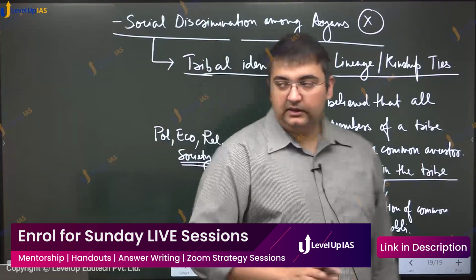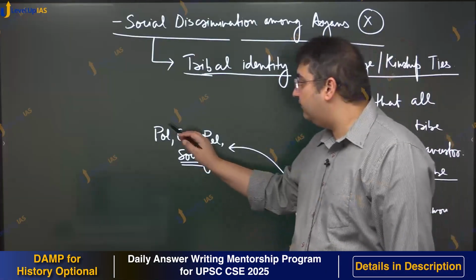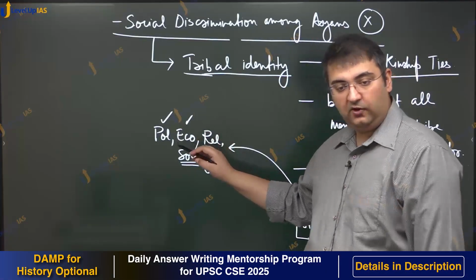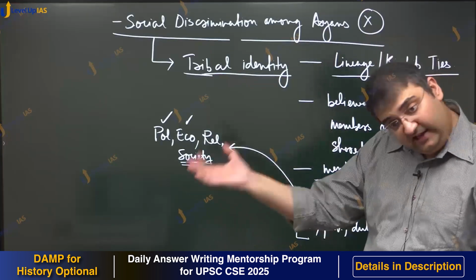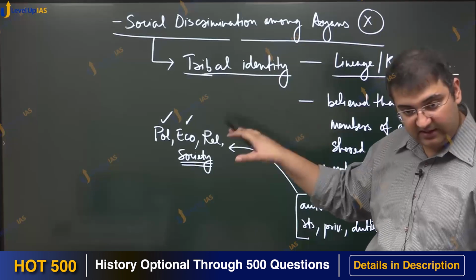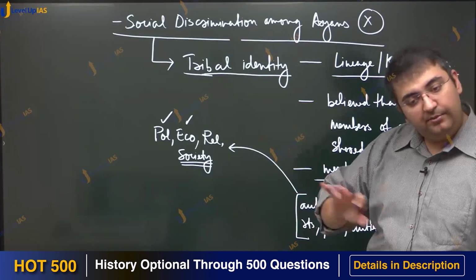In fact, this argument can also be used to explain the relatively little differentiation on the basis of polity and economy. Because everyone was considered a part of the same family, members of one extended family. That is why there was no need to differentiate between the people.